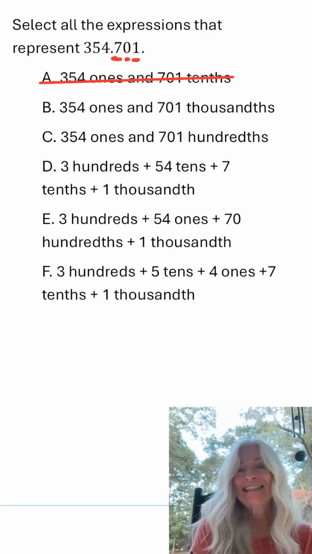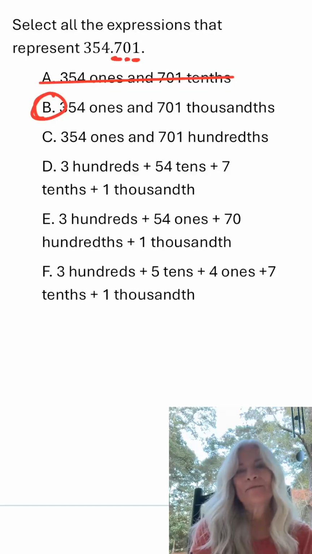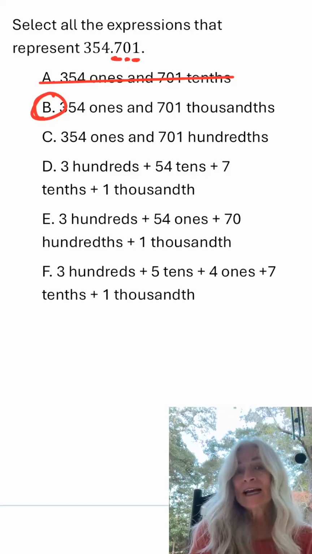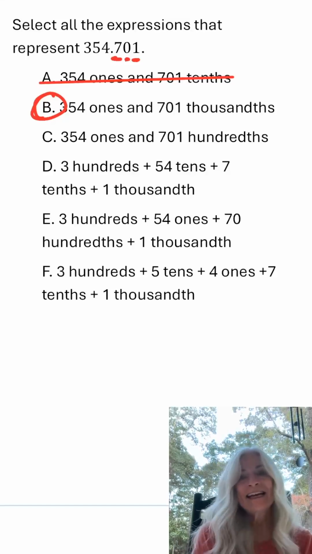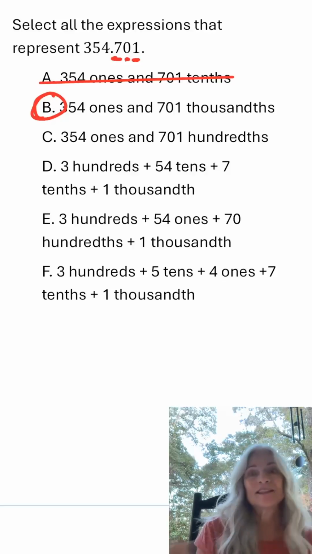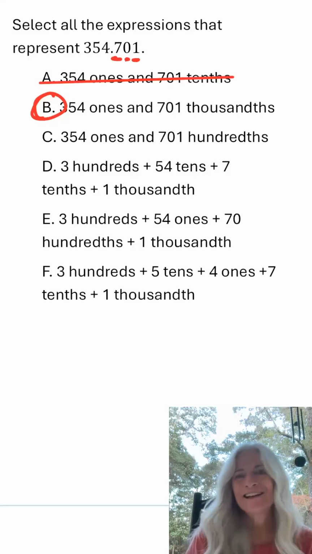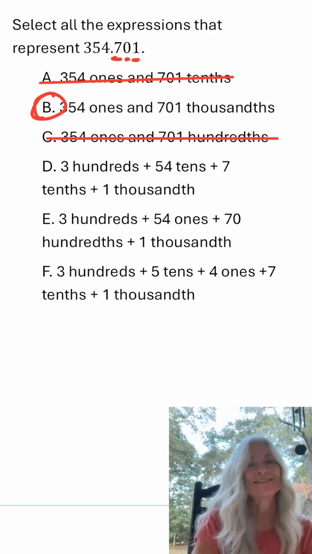354 ones and 701 thousandths. That is exactly what we have. C, 354 ones and 701 hundredths. Again, we have 7/10ths, which would be the same thing as 70 hundredths, not 700 hundredths. That one is not going to be one of the correct answers.